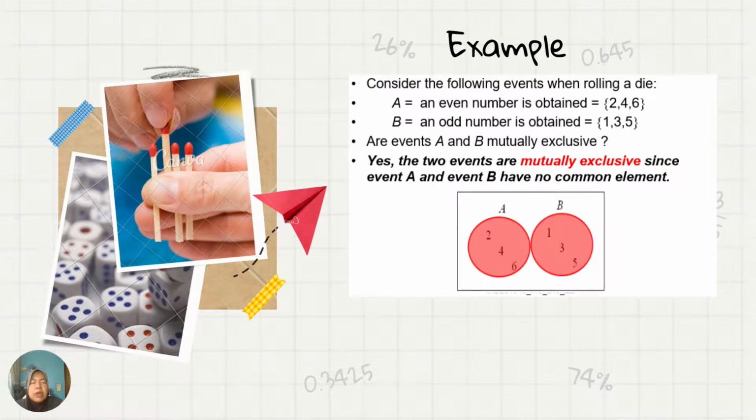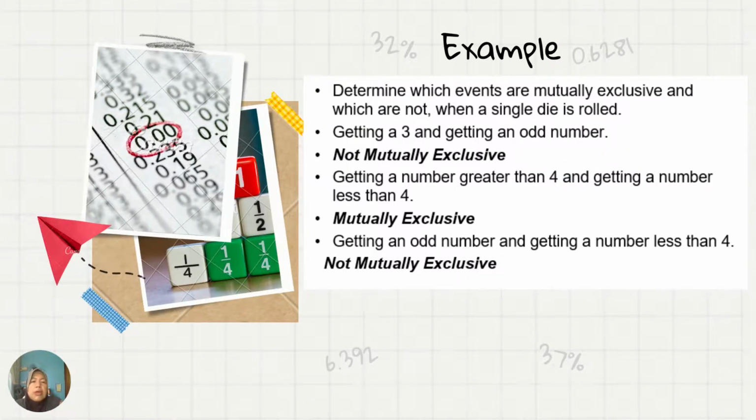Example here: let's say this one is mutually exclusive because event A is an even number and event B is an odd number. They will not overlap because A is 2, 4, 6 and B is 1, 3, 5. So yes, these two events are mutually exclusive since there are no common elements. Another example: getting a 3 and getting an odd number is not mutually exclusive, because 3 is also an odd number, right?